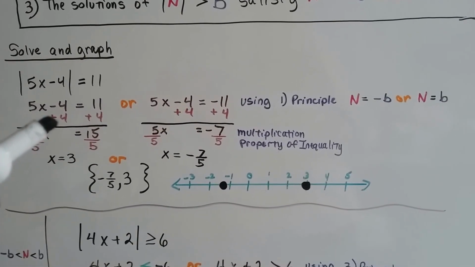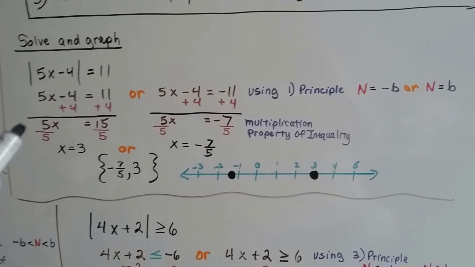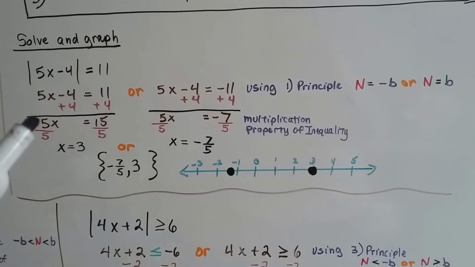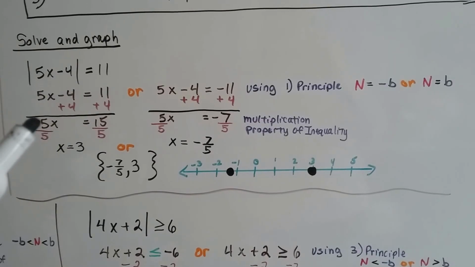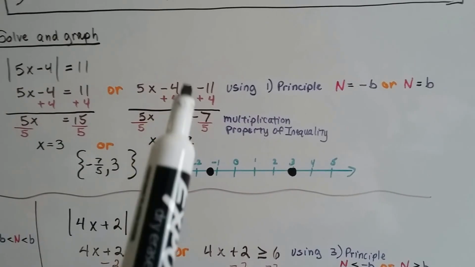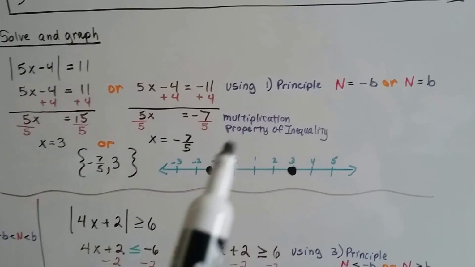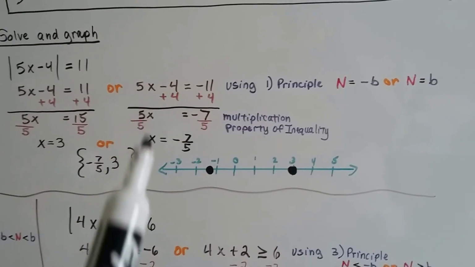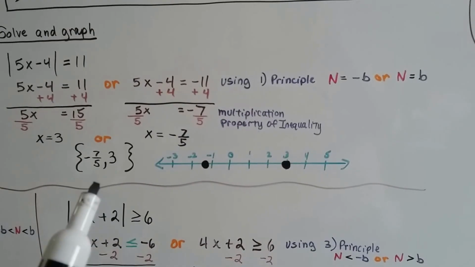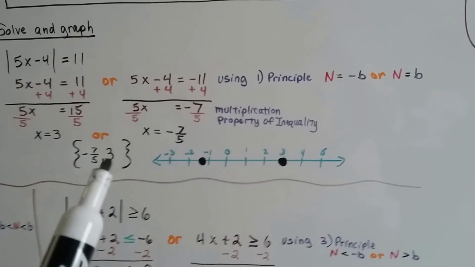We use inverse properties, and we can get rid of this 4 by adding 4 to each side, and we get 5x equals 15. We can use that multiplication property of equality to divide both sides by the 5 coefficient. So we get 1x equals 3. And on this one, we get rid of the 4 by adding 4, and we get 5x equals negative 7. Again, using this property, we can divide both sides by this coefficient 5, and we get 1x is equal to negative 7/5. And that's our solution, negative 7/5 or 3. It's just one or the other.